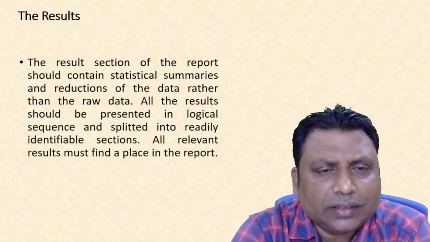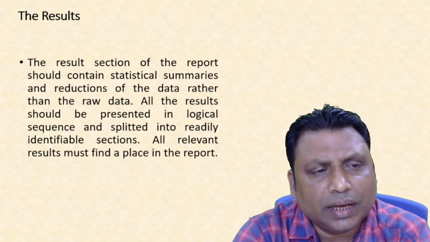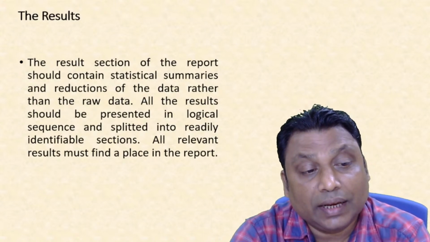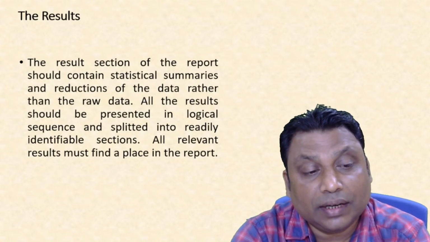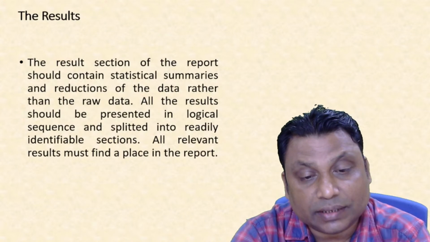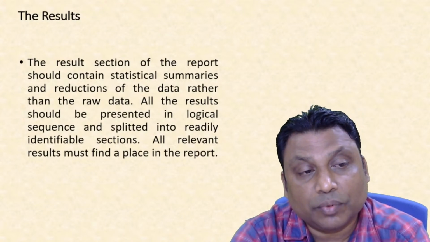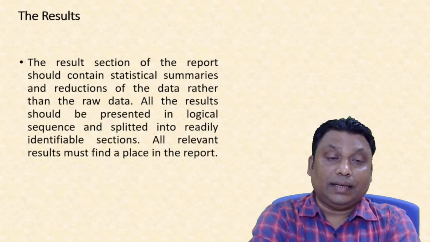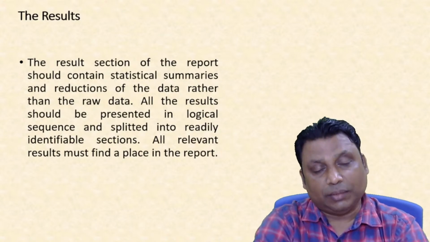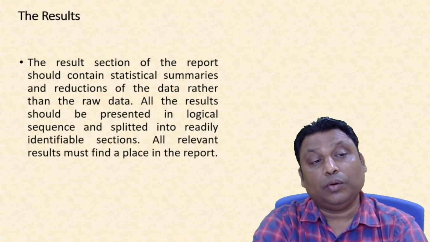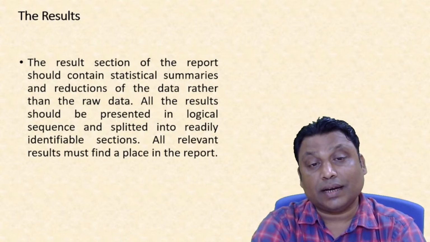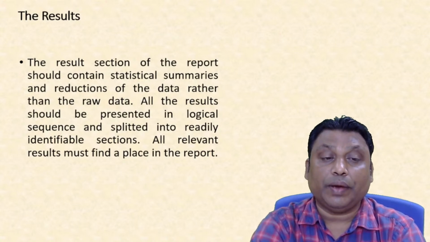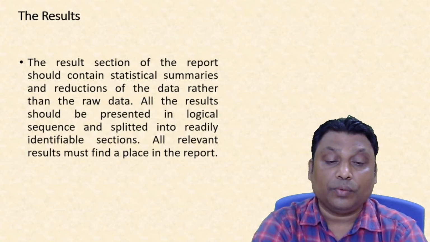Third is results. The results section of the report should contain statistical summaries and reductions of the data rather than the raw data. All the results should be presented in logical sequence and split into readily identifiable sections. All relevant results must find a place in the report. That means when you are going for data analysis, results are required, and you have to mention clearly which statistical techniques you are using in the report, from raw data to your conclusion.